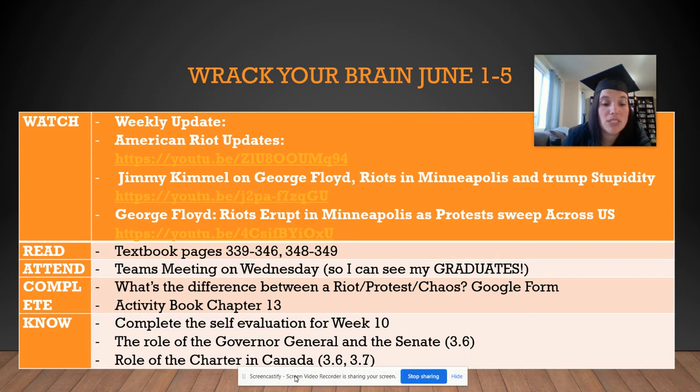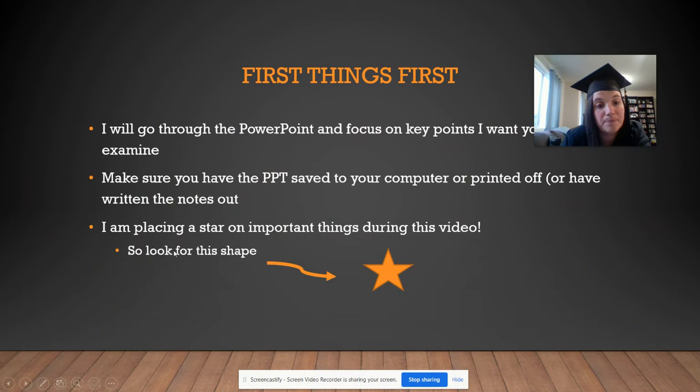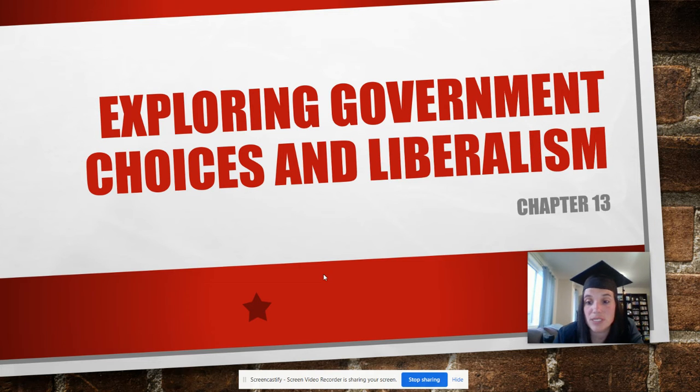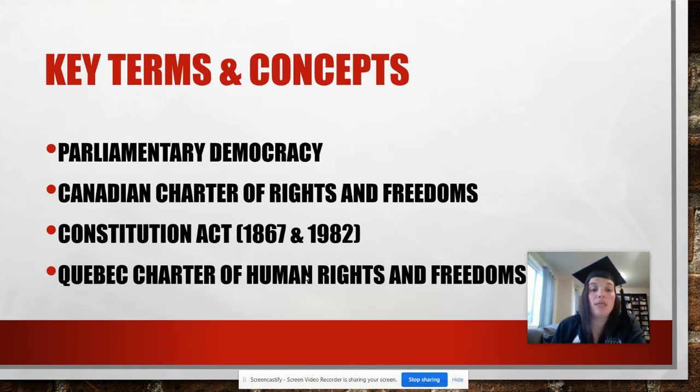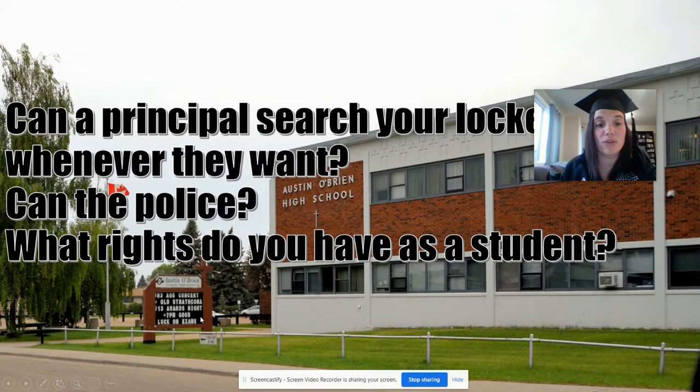Then we talk about the role of the Charter in Canada this week, and the Governor General and the Senate. So I'll go through the PowerPoint. Exploring government choices and liberalism, chapter 13. We only have 3 chapters left. Okay, so we're looking at parliamentary democracy, the Charter of Rights and Freedoms, the Constitution Act, and the Quebec Charter of Human Rights and Freedoms.